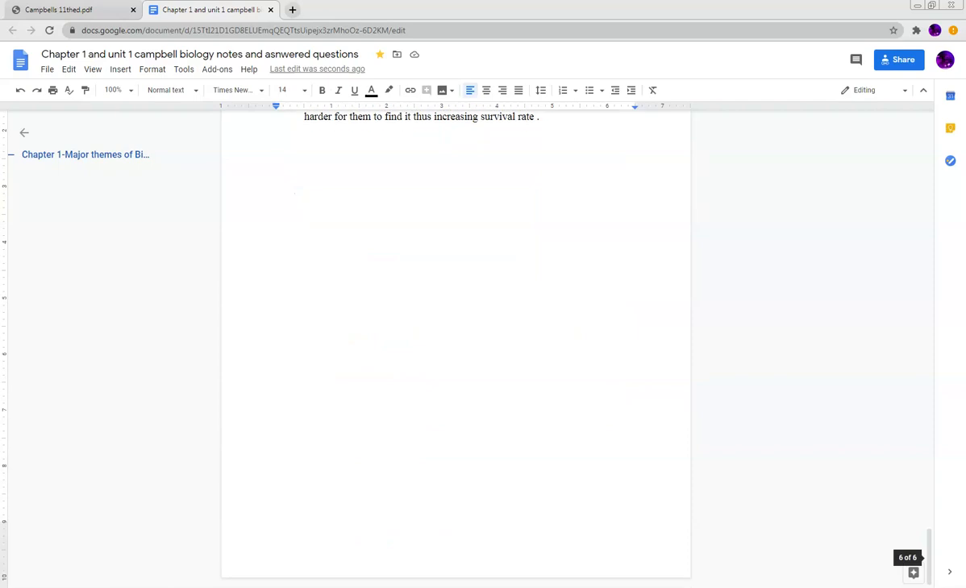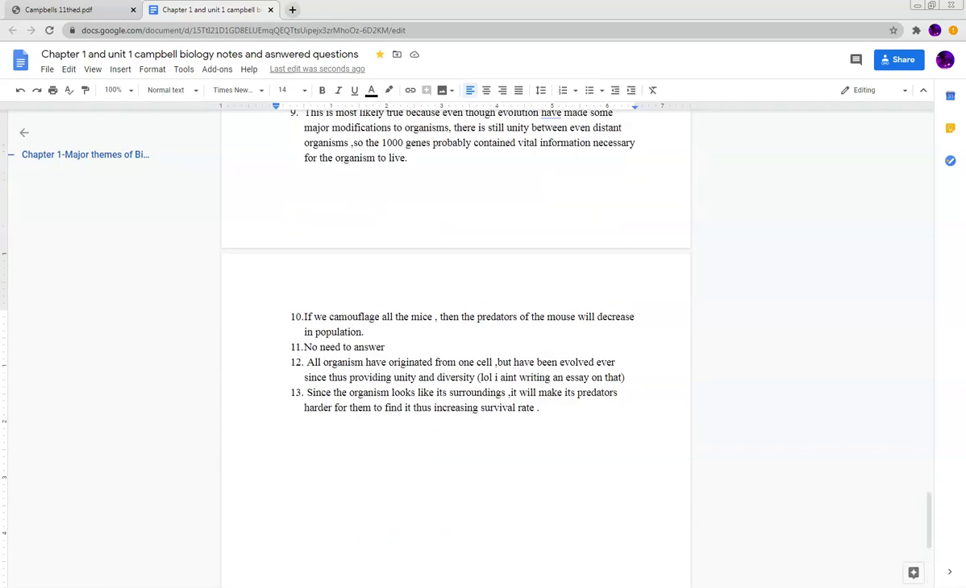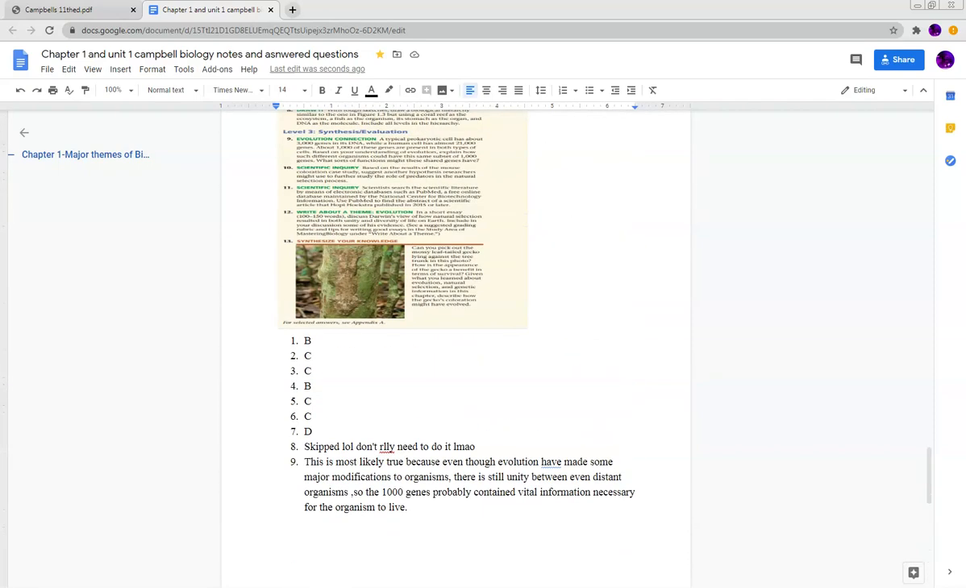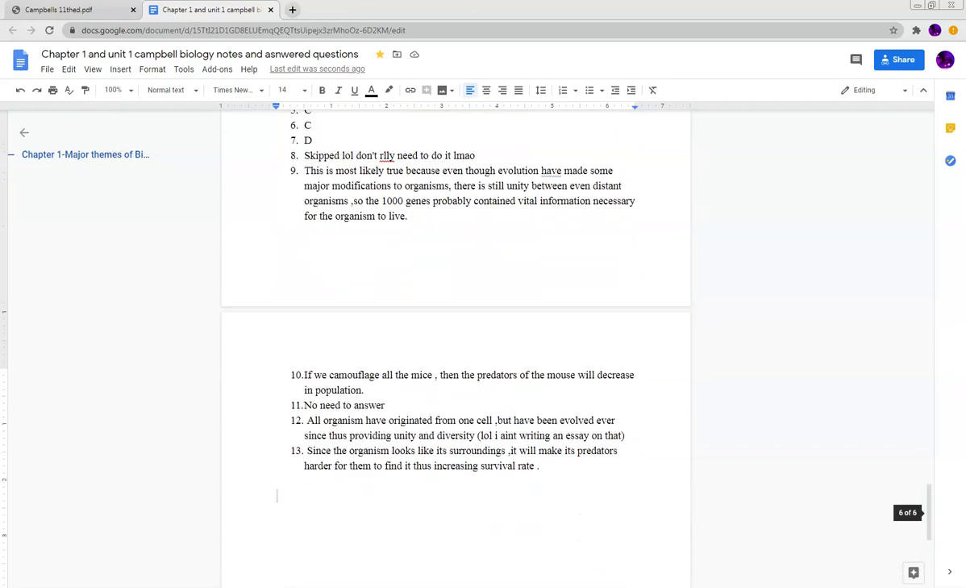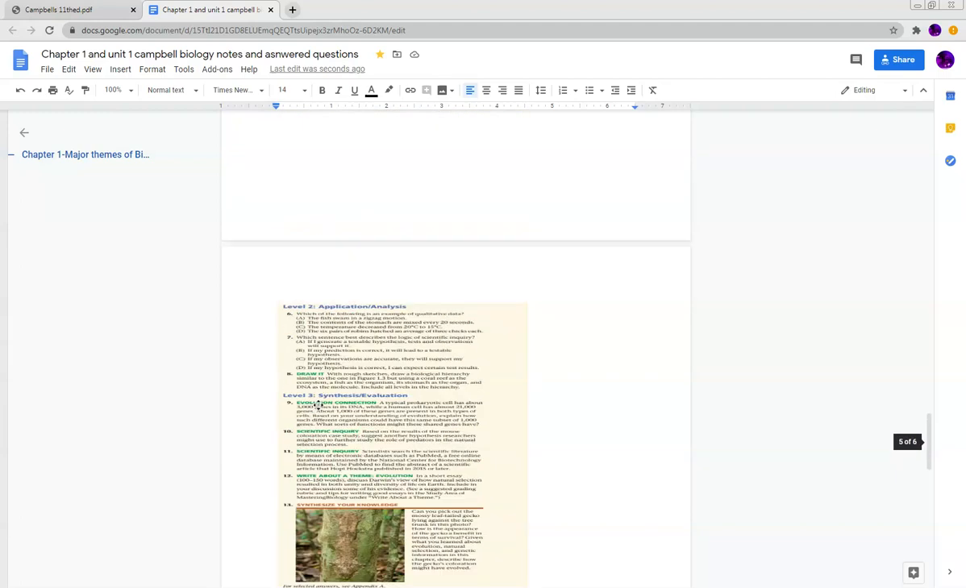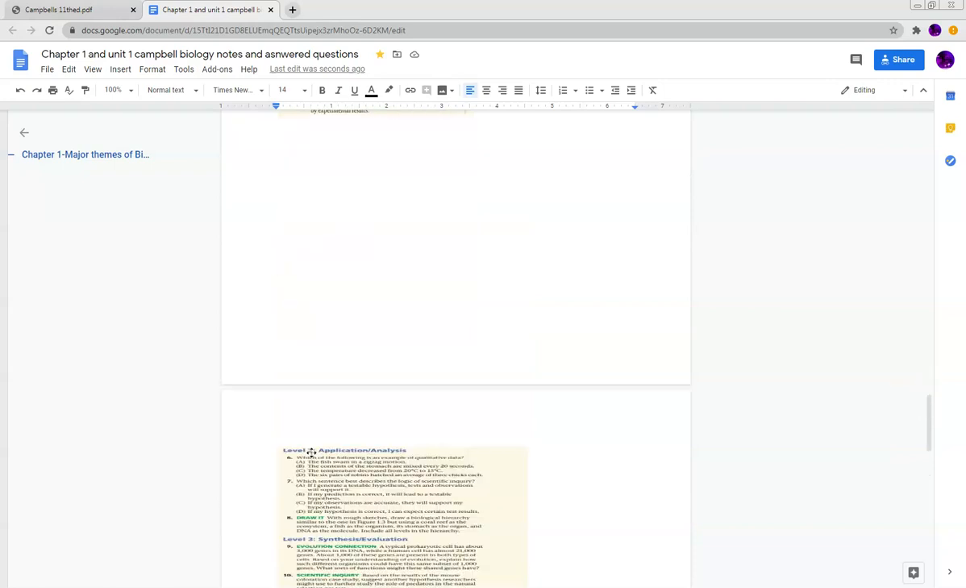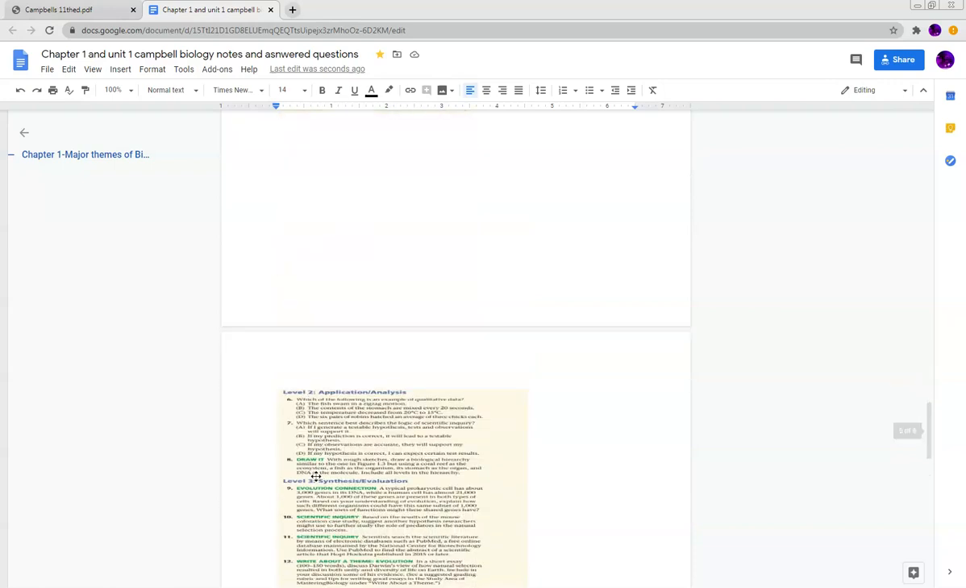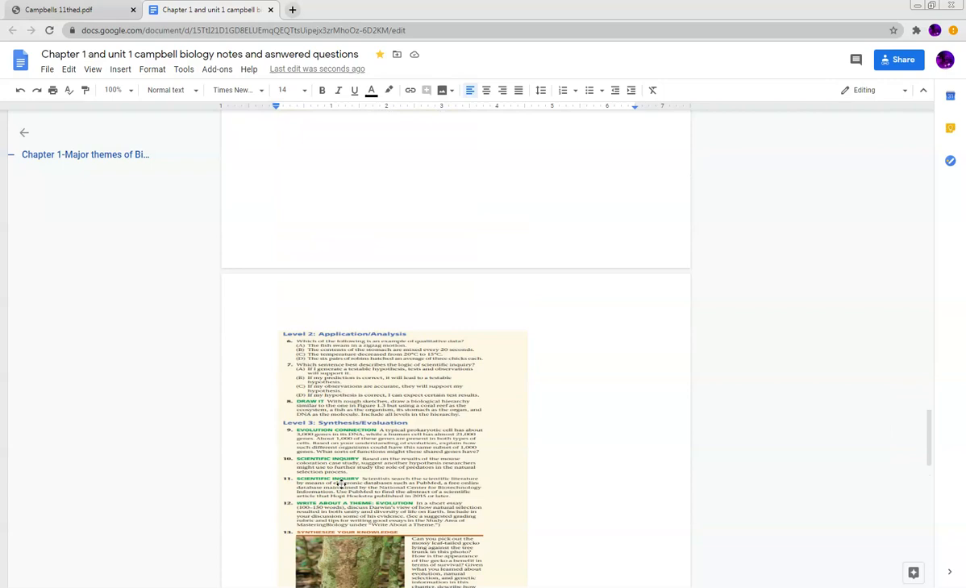All right, what's 10? Oh yeah, it was to make another hypothesis and claim. So I said if we camouflage all the mice, then the predators of the mouse will decrease in population. Answers may vary. No need to answer. Eleven was to search something up, but you don't really need to search that up.